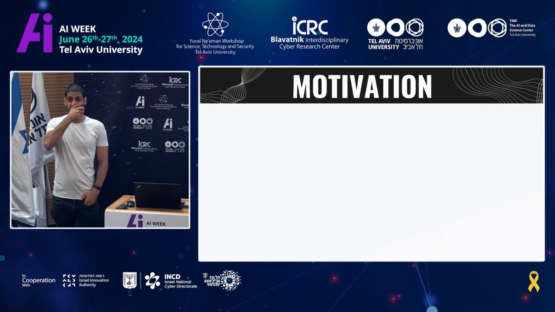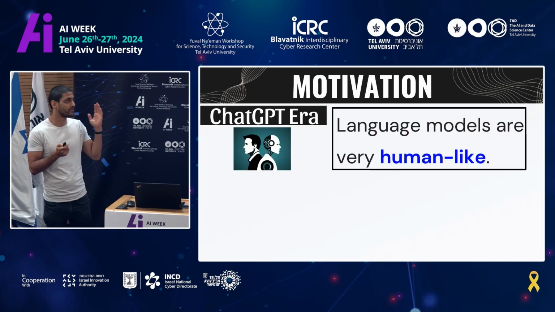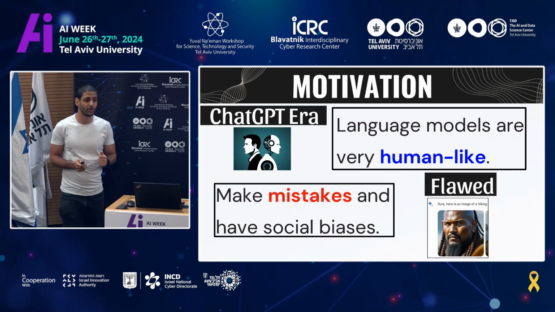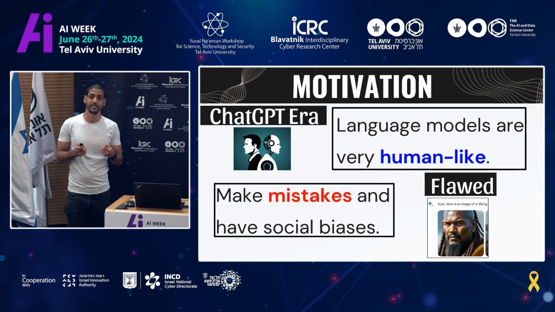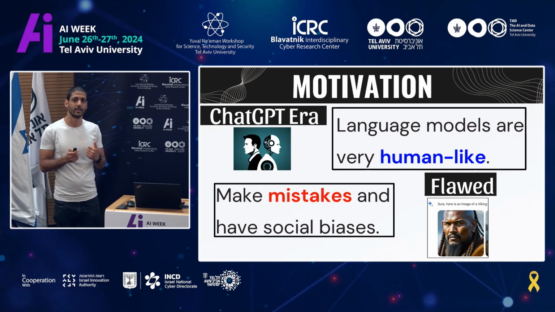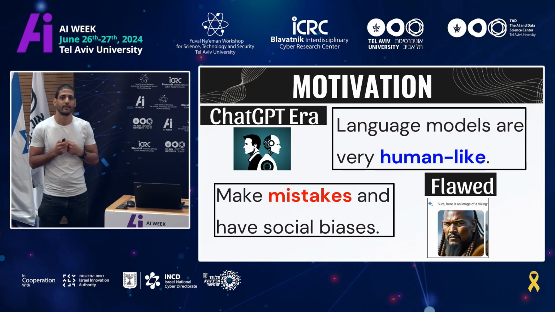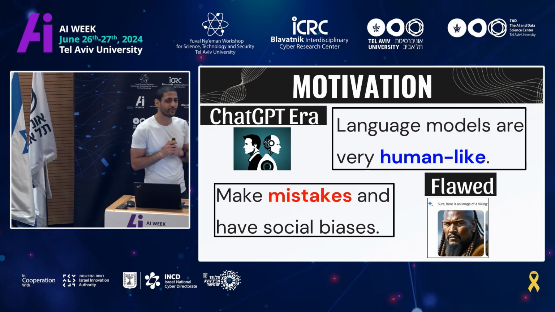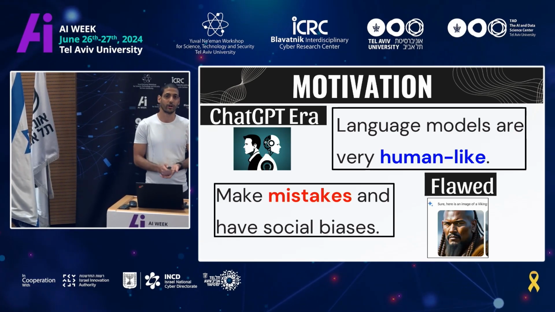So our motivation for that is pretty simple. We're in the ChatGPT era, right? Models are pretty good and they are very human-like, but as we all know, they also make mistakes and have social biases. And we wondered, if they can learn social biases from people and from data, could they also learn cognitive bias?